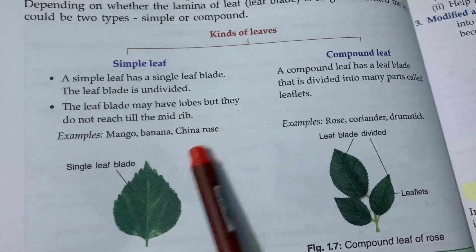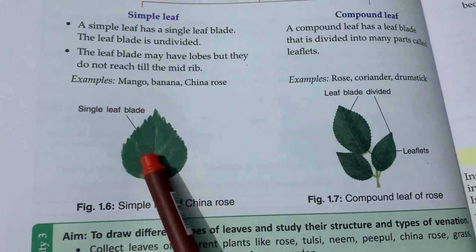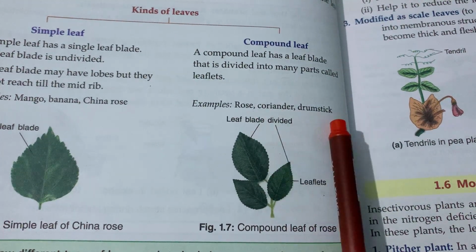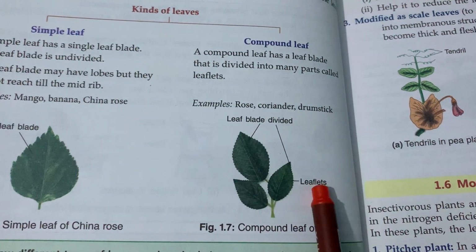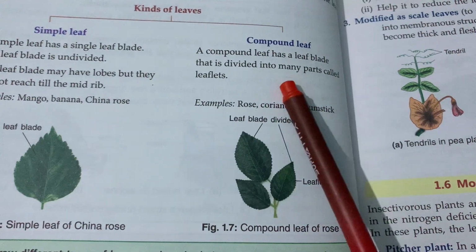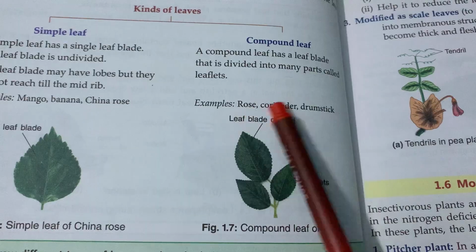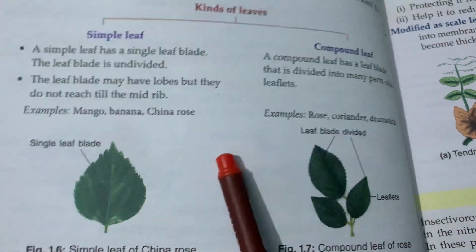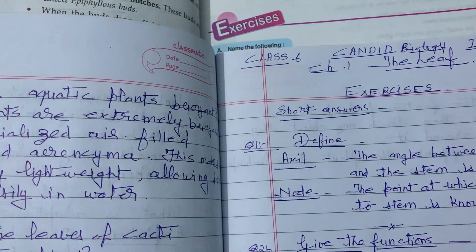Examples: simple leaf, mango, banana, China rose, as you can see, a single lamina. Compound leaf: rose, coriander, drumstick. You can draw the diagram, leaflets. This is the compound leaf of rose, which is divided into many leaflets. Here the lamina is not divided, it's a single lamina arising over here. I hope it is clear to you.